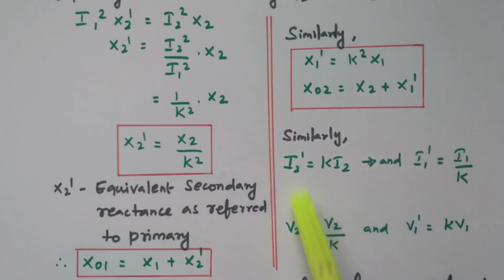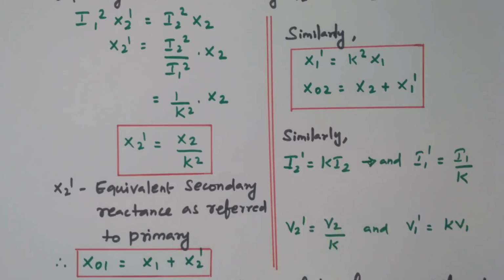Similarly, we can refer the current and voltage also. I2 dash equal to K into I2. I1 dash equal to I1 by K. Similarly, V2 dash equal to V2 by K. V1 dash equal to K into V1. We already discussed the primary means multiplied by K, secondary means divided by K. But in current it is reverse, right? The primary means divided by K, secondary means multiplied by K.